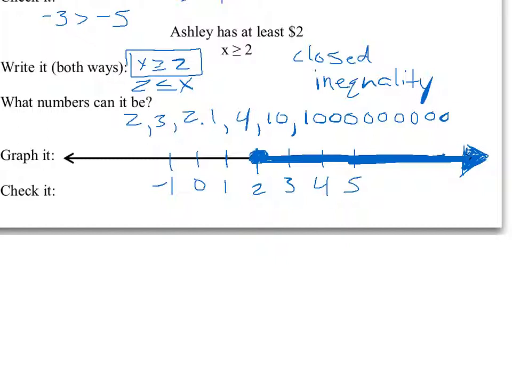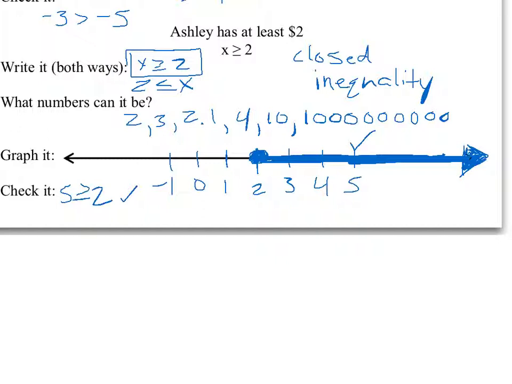And then we want to check it. I'm going to check it by plugging in a value. I'm going to choose 5. Go back to the original inequality. 5 is greater than or equal to 2. And indeed, 5 is greater than or equal to 2. So this checks that we shaded the correct direction. Questions? Kevin?